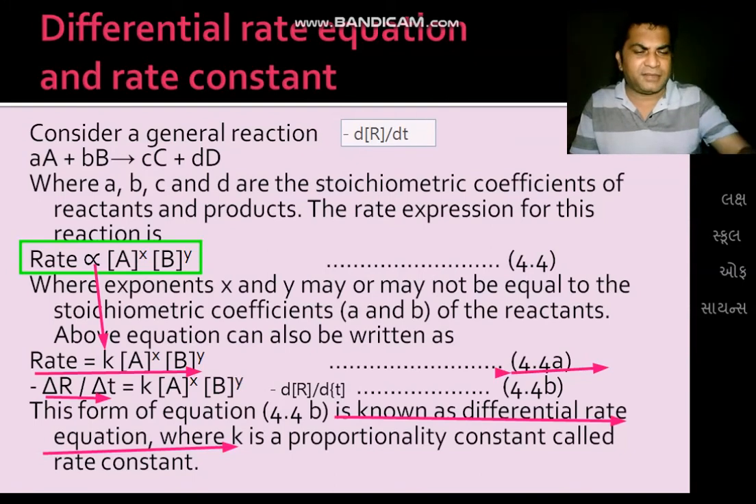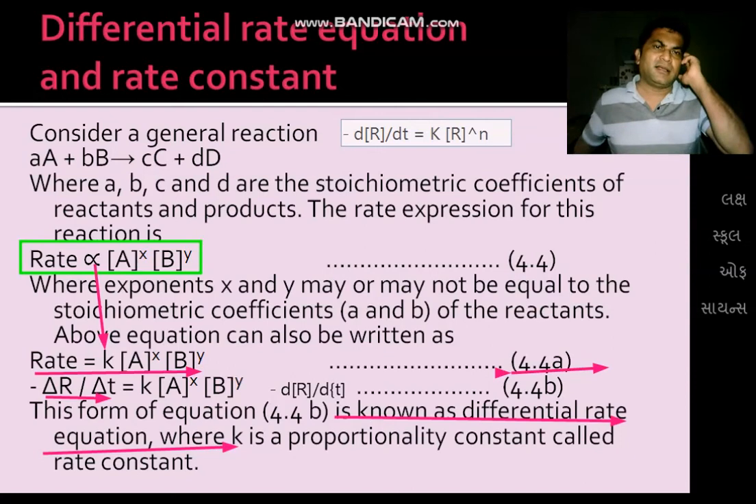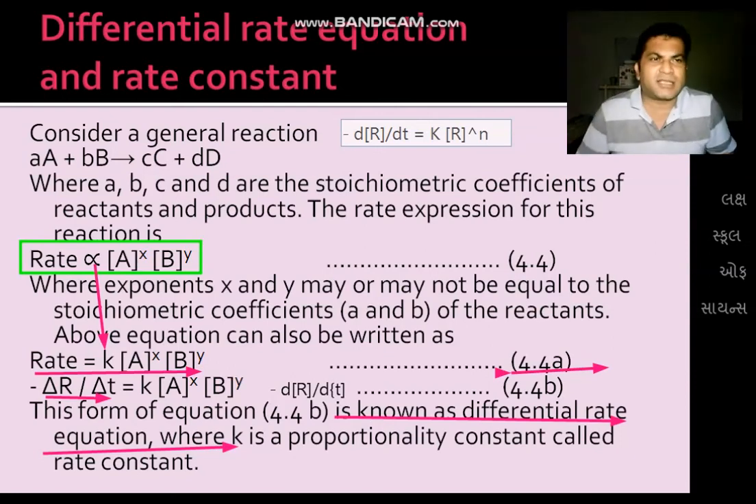Minus dr by dt is equal to k and r raised to n, where r is the concentration of the reactant and n is the order. Remember this, a lot of sums will be asked and solved from this. So minus dr by dt upon k, this is the concentration. Hope you understand this idea, how to write it and what to do. Here A and B are written, but it is generally written this way. So that is our thing.